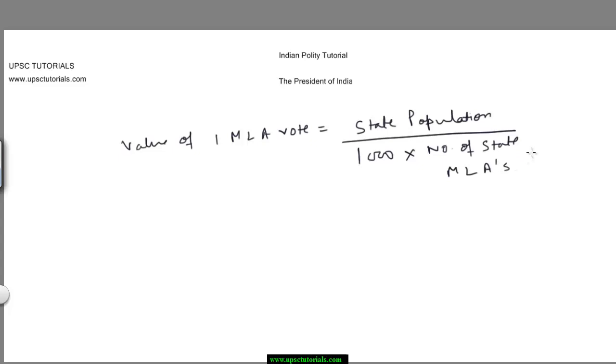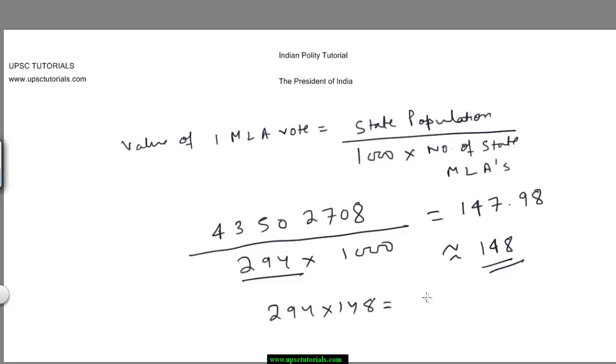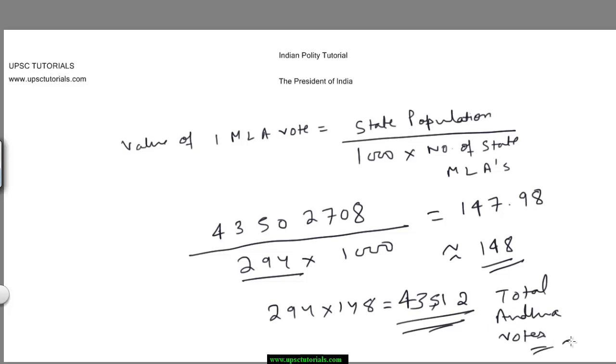For example, the total population of Andhra was roughly 43502708. Okay, now this is a rough estimate, and the total number of MLAs were 294, into 1000, so it comes to roughly 147.98 or roughly 148. Okay, so each Andhra MLA has a value of 148 and total 294. So 294 into 148 is equal to 21534. This is the value of total Andhra votes. Okay, so this is how we calculate the value of one MLA.